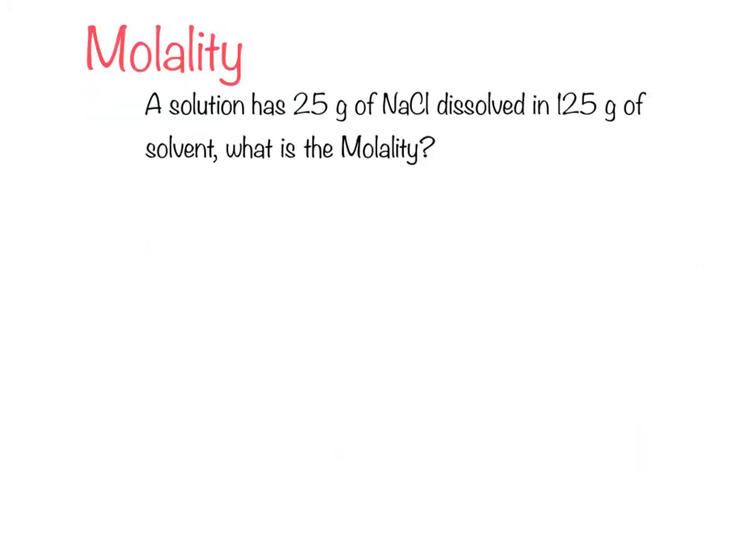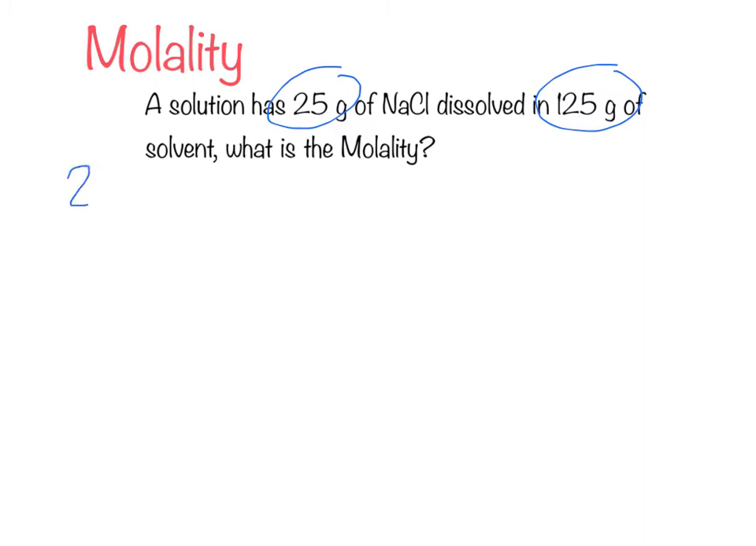Alright, to solve this sample problem for molality, it says a solution has 25 grams of NaCl dissolved in 125 grams of solvent. What is the molality? Alright, you have two numbers, 25 grams of NaCl dissolved in 125 grams of solvent. Remember, the rule of thumb is the smaller amount is a solute and the larger amount is a solvent. So, in order to do a molality problem, we have to have moles per kilogram.